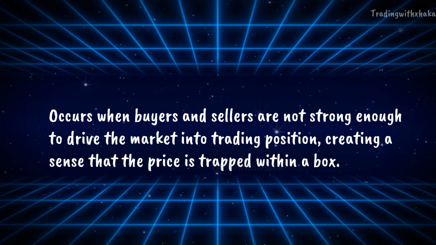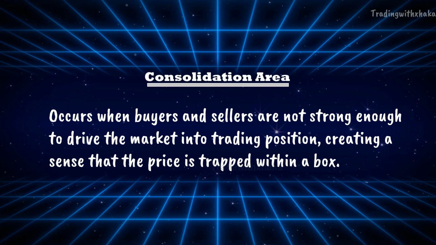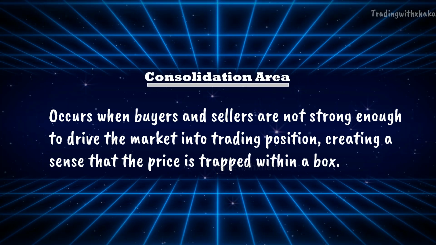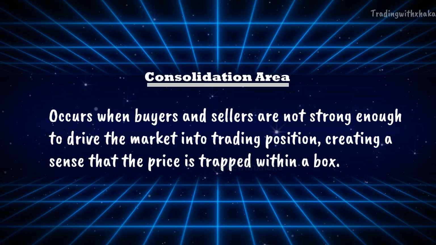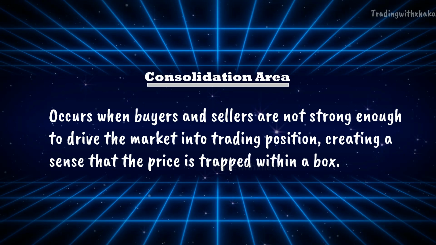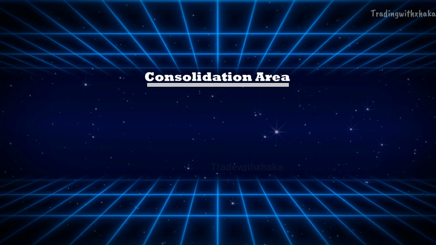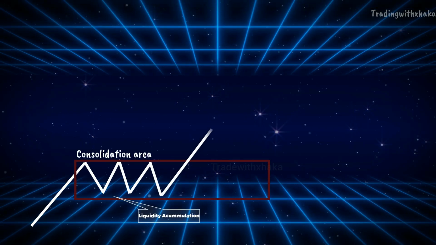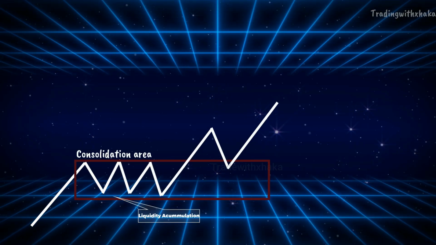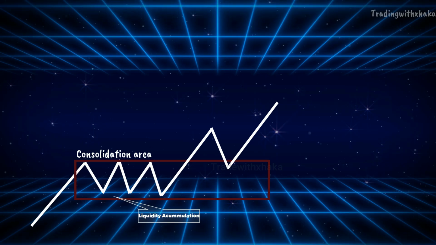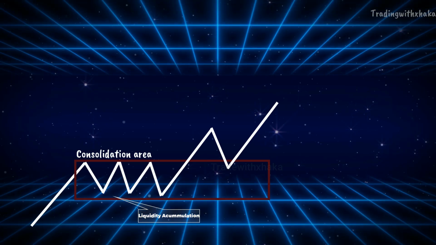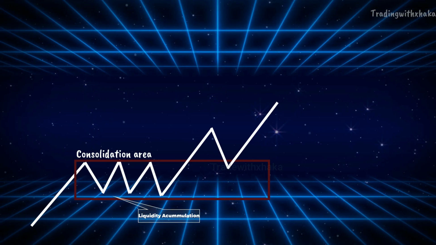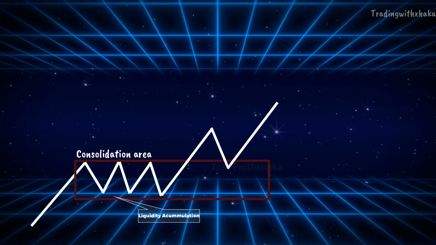Key supply and demand also includes consolidation areas. Consolidation areas occur when buyers and sellers are not strong enough to drive the market into a trend, creating a sense that the price is trapped within a box. This situation persists as liquidity accumulates, eventually leading the price to a breakout in one direction. And the consolidation area becomes a key supply or demand for traders. However, we still need to have some imbalance before considering this area a valid supply and demand.